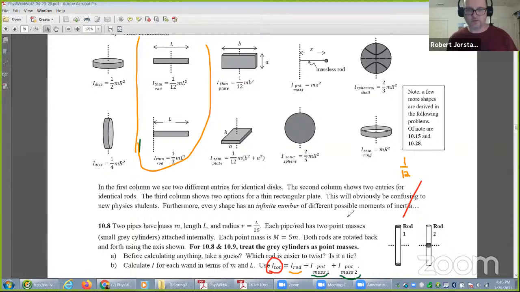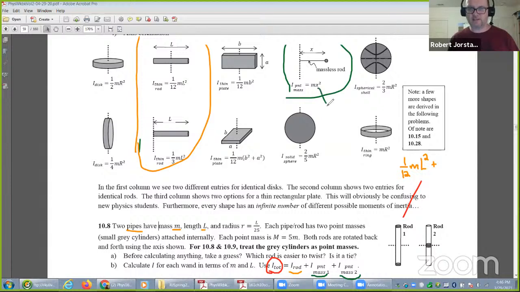What is the mass of the rod in this case? Okay, the mass of the pipe or the rod is m, and the length is L. So that's straight up, it's just 1/12 mL squared. Okay, so now I want to add to that the point mass. So let's go up here. Here's the point mass formula.